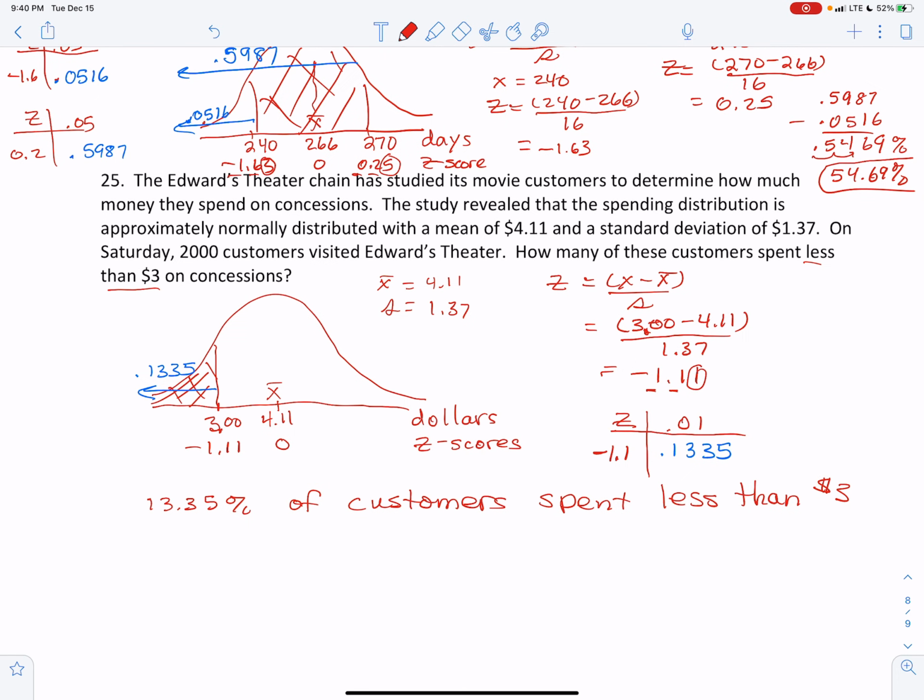So on Saturday, 2,000 customers visited Edwards Theater. So 13.35% of the 2,000 customers will have spent less than $3 on concessions. So putting that 13.35% back in decimal form, of means times, I get 267 of the 2,000 customers spent less than $3 on concessions.